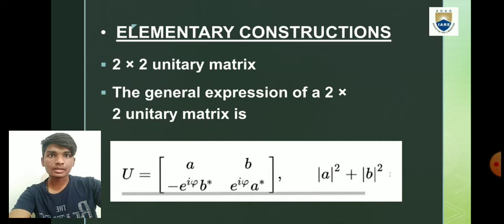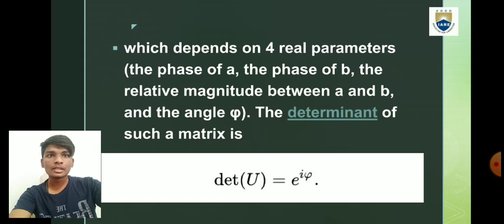Elementary constructions: 2 by 2 unitary matrix. The general expression of a 2 by 2 unitary matrix is U equals the matrix with entries a, b, minus e to the power i phi b star, e to the power i phi a star, where mod a square plus mod b square equals 1, which depends on four real parameters: the phase of a, the phase of b, the relative magnitude between a and b, and the angle phi.